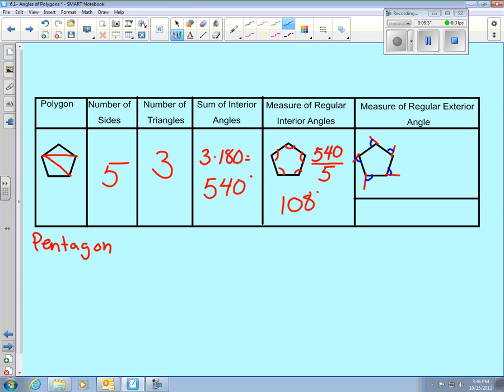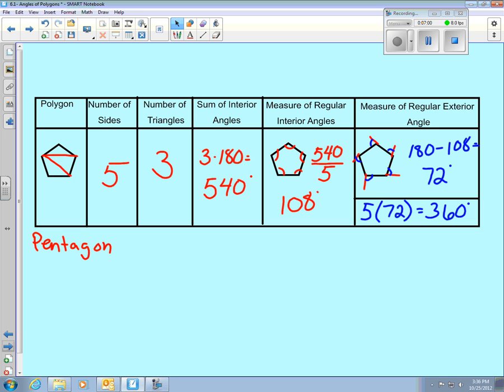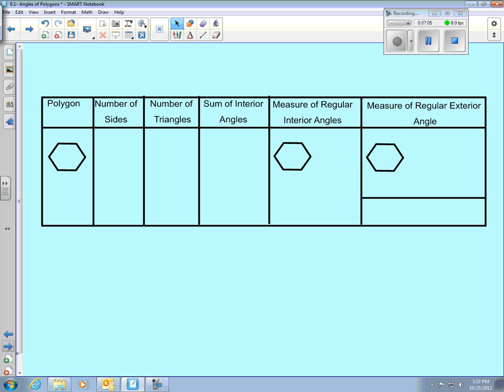All right, so we know that my exterior angle and my interior angle equals 180 degrees, and I'm going to subtract out that regular interior angle of 108, and therefore I know that each of my exterior angles is 72 degrees. So there are 5 angles, and each of those is 72. So we know that the sum of our exterior angles is 360 degrees. You should be seeing some patterns emerging here. And let's go ahead and look at our next polygon.